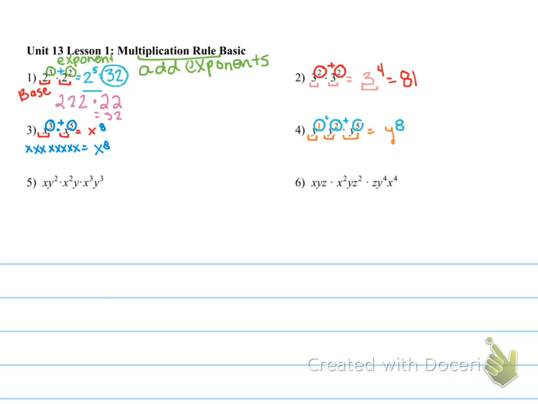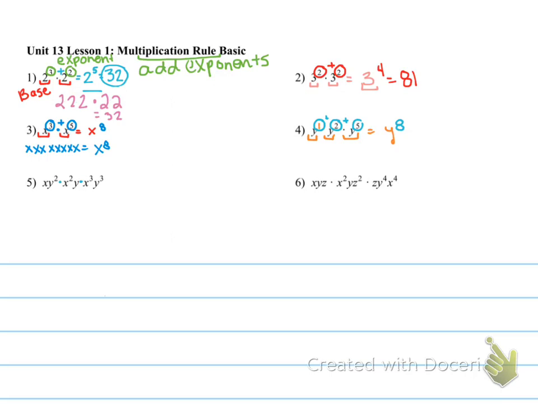All right, let's take it further. Number 5. Okay, you can see this one's a little bit longer, but notice where the multiplication dots are. Okay, so it kind of separates this problem. So first, let's go through and look at each variable and see, does it have an exponent or do we need to add that exponent?